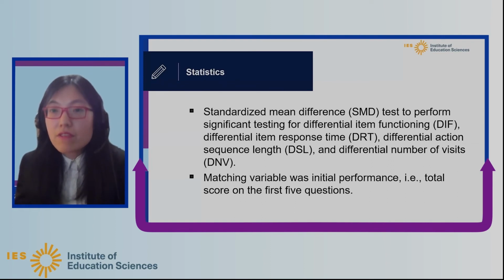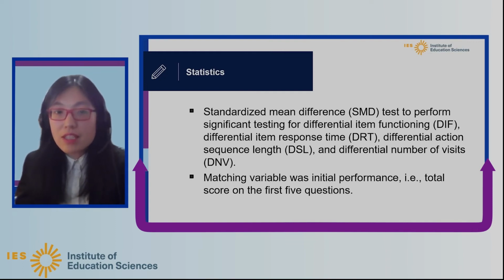This study further expanded DIF methods to examine differential sequence length, also called the differential number of actions, and the differential number of visits, to test the differences between two groups with and without extended time accommodation on action sequence length and number of visits, conditioning on their performance on the first 5 test items.